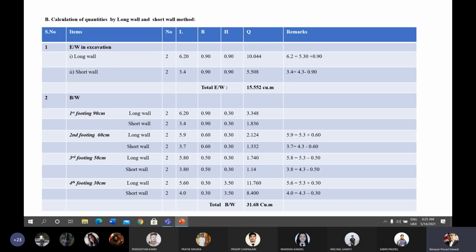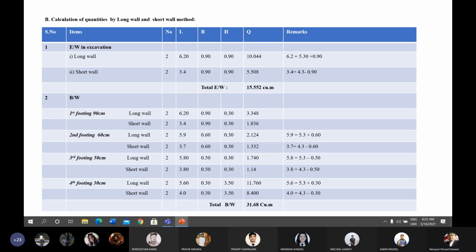The length is 6.2. Height and breadth from the section remain the same as that of center line method, which will be 0.9 and 0.9. There are two long walls, one is top and another is bottom. That's why number is taken as 2. After multiplying all the number, length, breadth, height, you will get the quantity of that item excavation for the longer side wall.